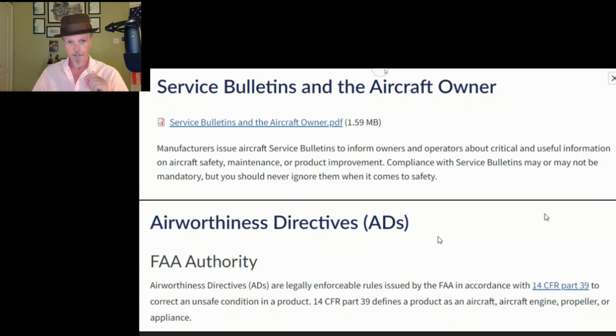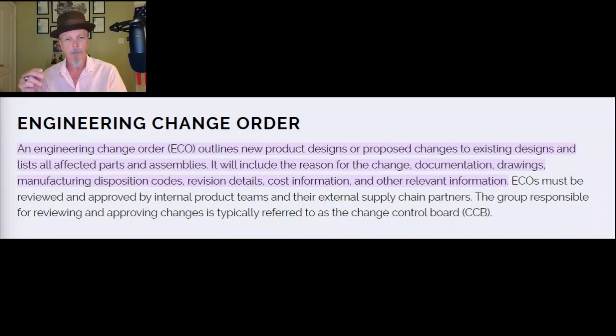The next thing is an airworthiness directive, and it's under FAA authority. So airworthiness directives are legally enforceable rules issued by the FAA in accordance with 14 CFR Part 39 to correct an unsafe condition in a product. 14 CFR Part 39 defines a product as an aircraft engine, propeller, or appliance. So this, you may not have to do it, but you should pay attention to it. This AD, it is a directive. You must do this.